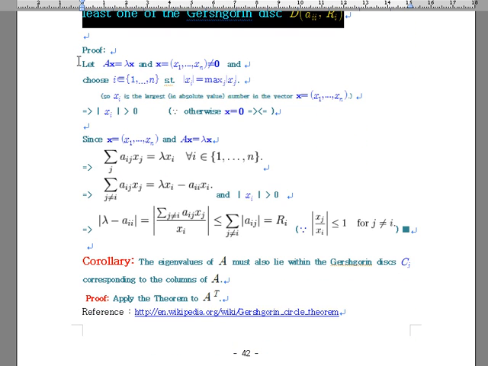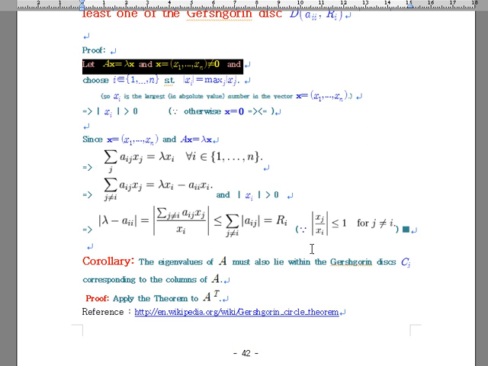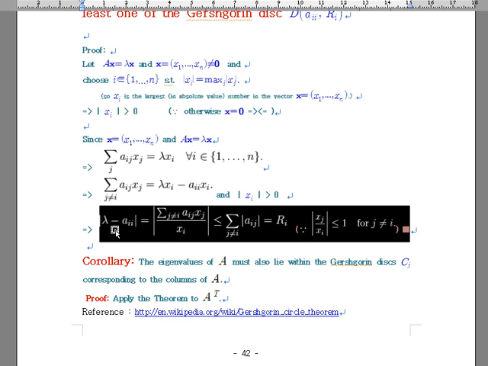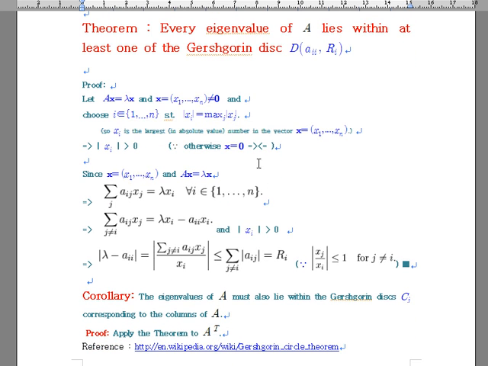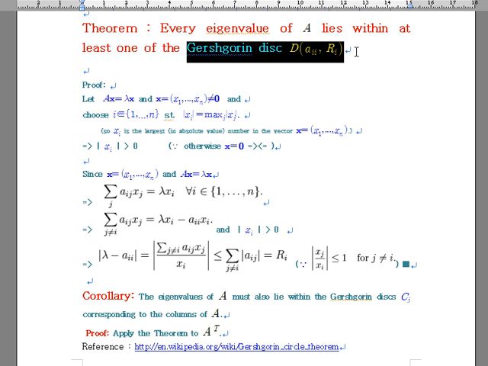The proof follows directly from the definition of eigenvalues and eigenvectors with simple computations. So it shows the eigenvalue lambda is in the circle with the center a_ii and radius R_i. With it, we can say all the eigenvalues of A are in the union of all those Gershgorin disks.